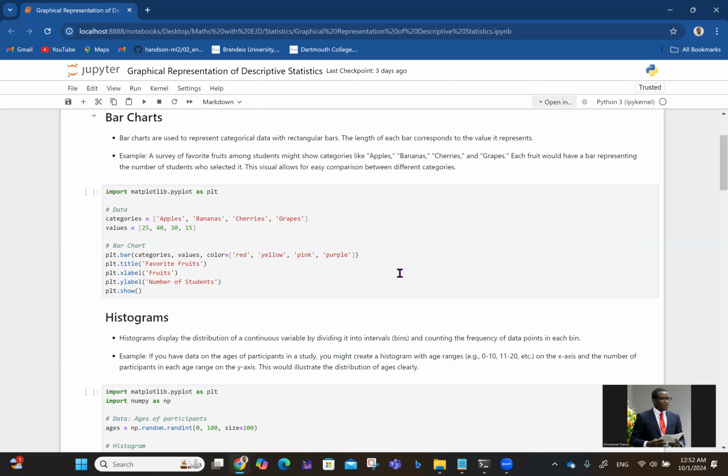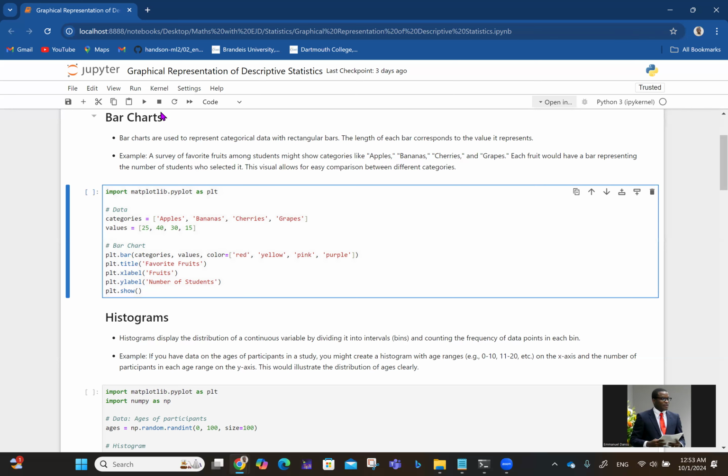So bar charts are used to represent categorical data with rectangular bars. So the length of each bar corresponds to the value it represents. For example, imagine a survey of favorite fruits among students might show categories like apples, bananas, cherries, and grapes. Each fruit would have a bar representing the number of students who selected it. This visual allows for easy comparison between different categories. So you see here we have 25 students like apples, 40 like bananas, 30 like cherries, and 15 like grapes.